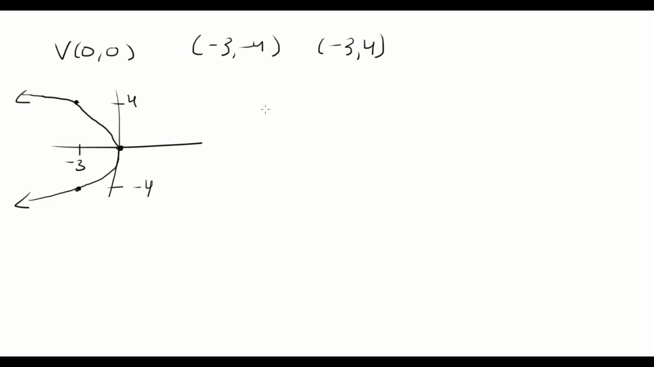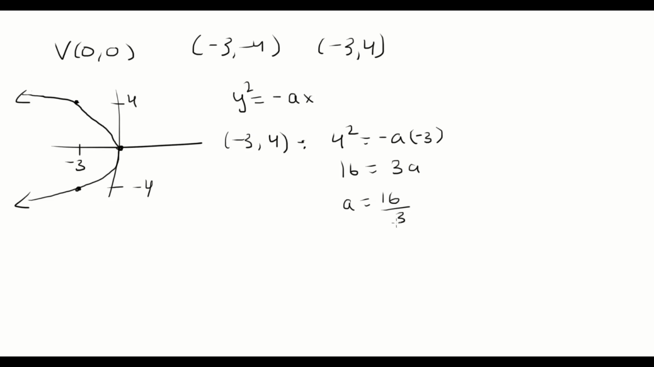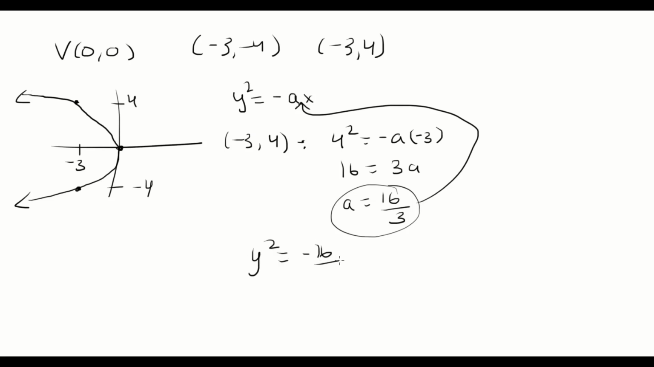Because this opens up to the left and has a vertex of 0, 0, we know it's going to be of the form y squared equals negative a times x. We just need to figure out what a is. So the best way to do that is to plug in a number. So let's say we plug in x equals negative 3, y equals 4. That gives us 4 squared equals negative a times negative 3. 16 is equal to 3a. So a is equal to 16 over 3. So now this will go back in here to get a final answer of y squared equals negative 16 over 3 times x.